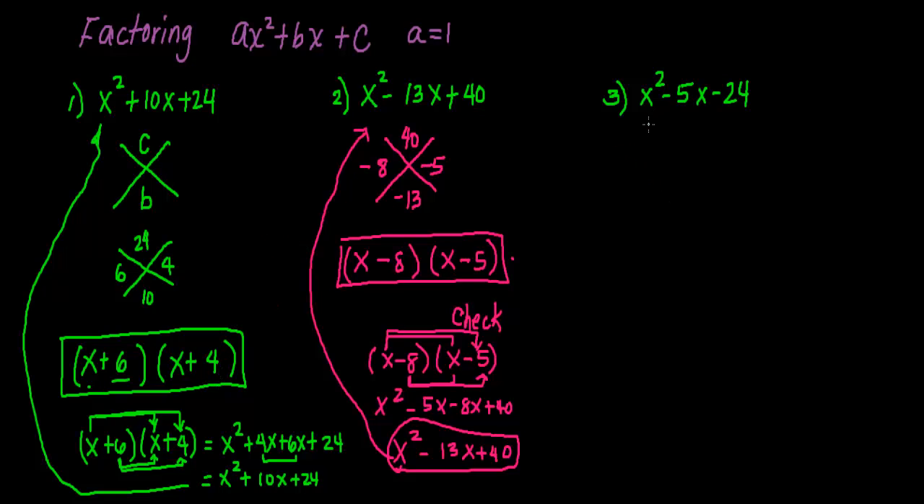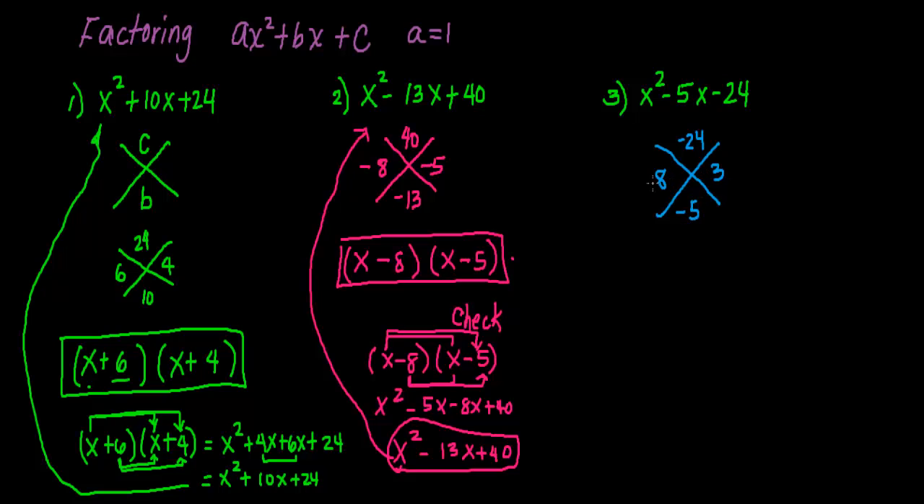Let's do example 3. Notice a is equal to 1, and this is the standard form of a quadratic function, so I can do that little trick. Notice c is equal to negative 24, and b is equal to negative 5. So now you have to find two numbers that multiply together to make 24 and add together to make 5. So I know 8 times 3 is 24, and 8 minus 3 makes 5. So those two might work. Let's see. 8 times 3 is 24, and 8 minus 3 equals 5.